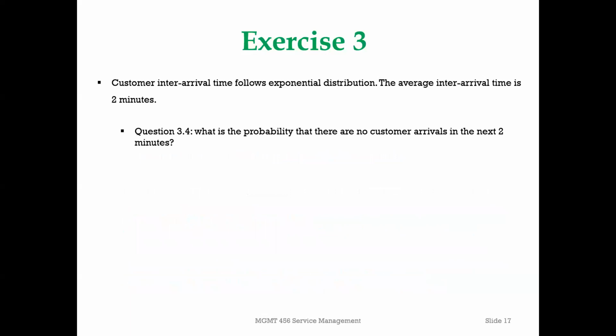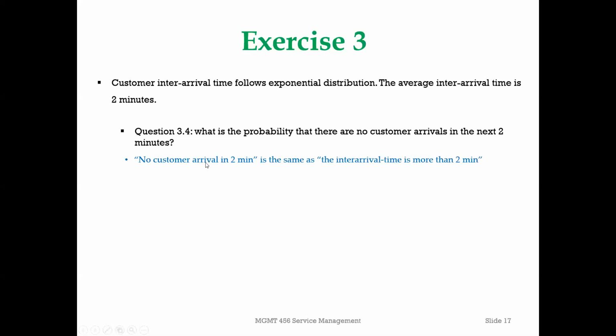Now let's move to question 3.4. What is the probability that there are no customer arrivals in the next 2 minutes? As we discussed in exercise question 2, this is a special case. When we see no customer arrival in a period, this is a special case, and we can apply either the exponential distribution or the Poisson distribution.